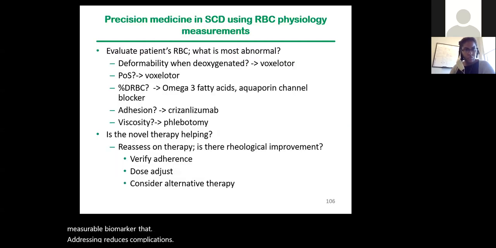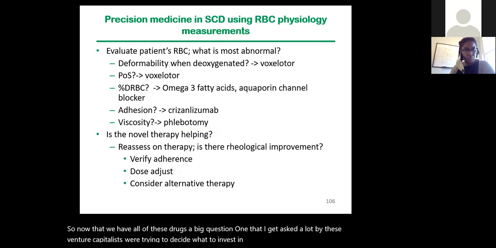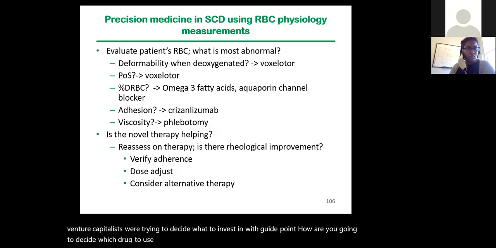So now that we have all of these drugs, a big question, one that I get asked a lot by these venture capitalists who are trying to decide what to invest in with GuidePoint: How are you going to decide which drug to use next? How do you prioritize these drugs? And that's something we're talking about as clinicians as well. What kind of algorithm do we have in our minds?